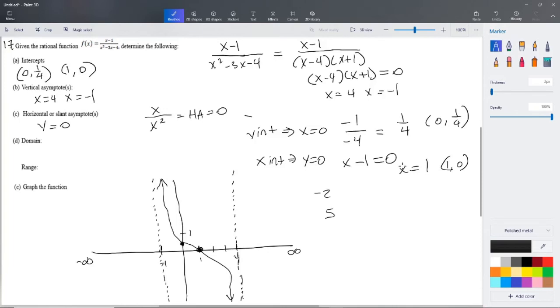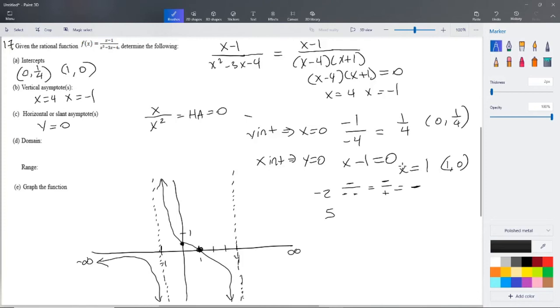If I put negative 2 into this form here, I get negative 2 minus 1. That tells me I have a negative in my numerator. Negative 2 minus 4, that's a negative. Negative 2 plus 1, that's a negative. A negative times a negative in my denominator is a positive. And so what I have in my total fraction is a negative divided by a positive, which is a negative. And since it's a negative, then I know my graph has to be down in this section right here.